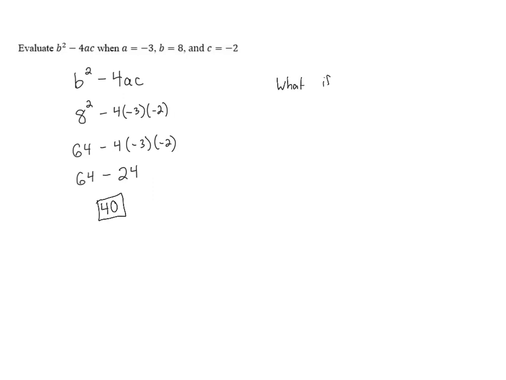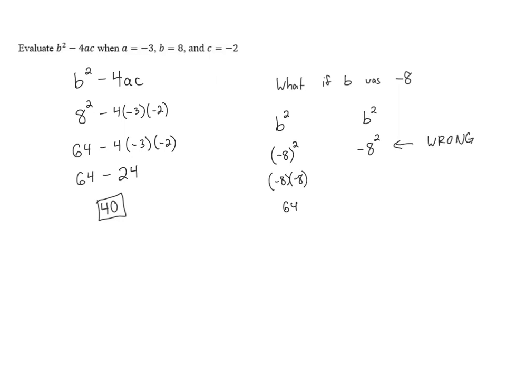So what if b was negative 8? Let's say negative 8 particularly. If we want to express b squared, we need to write parentheses around the negative 8. Because this expression, negative 8 in parentheses squared, means negative 8 times negative 8, which is what we want. That gives us 64.